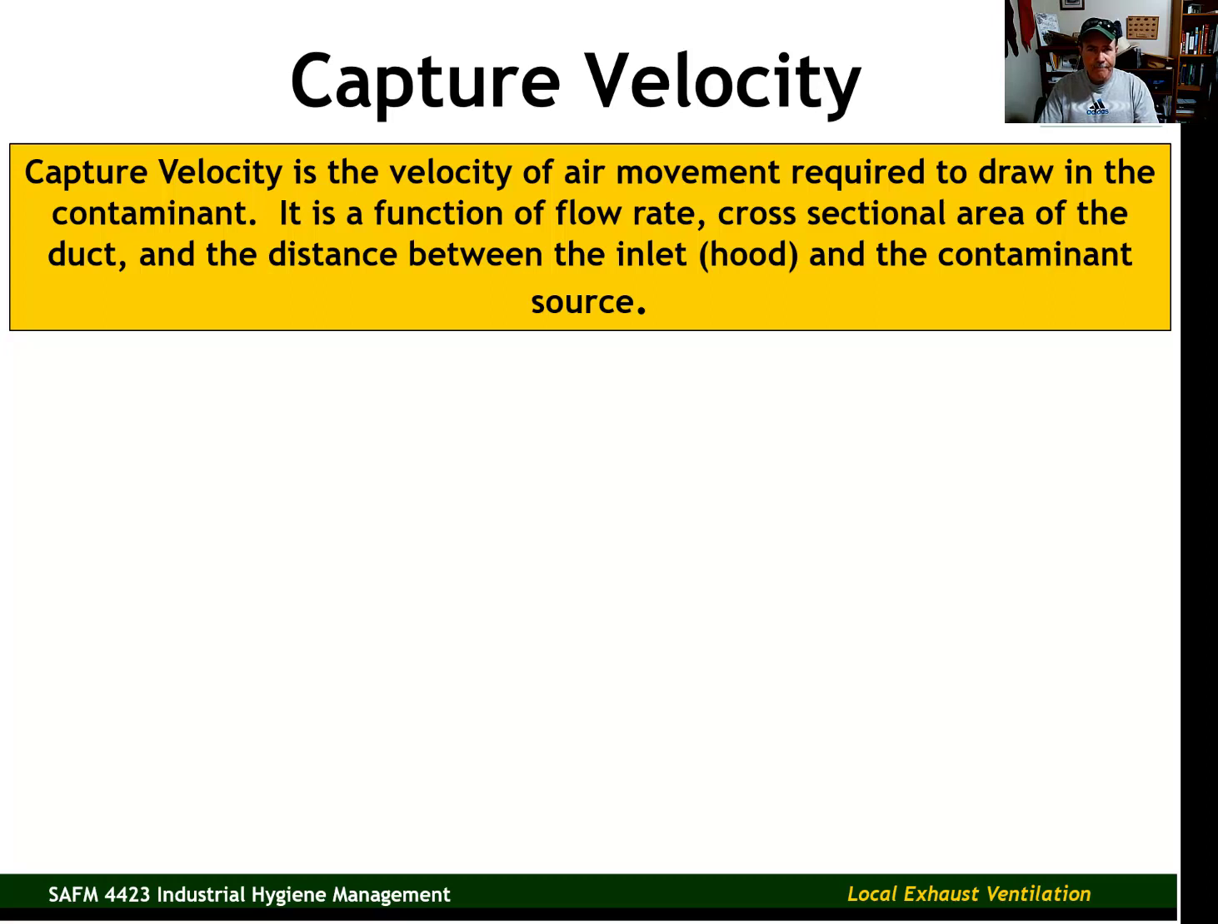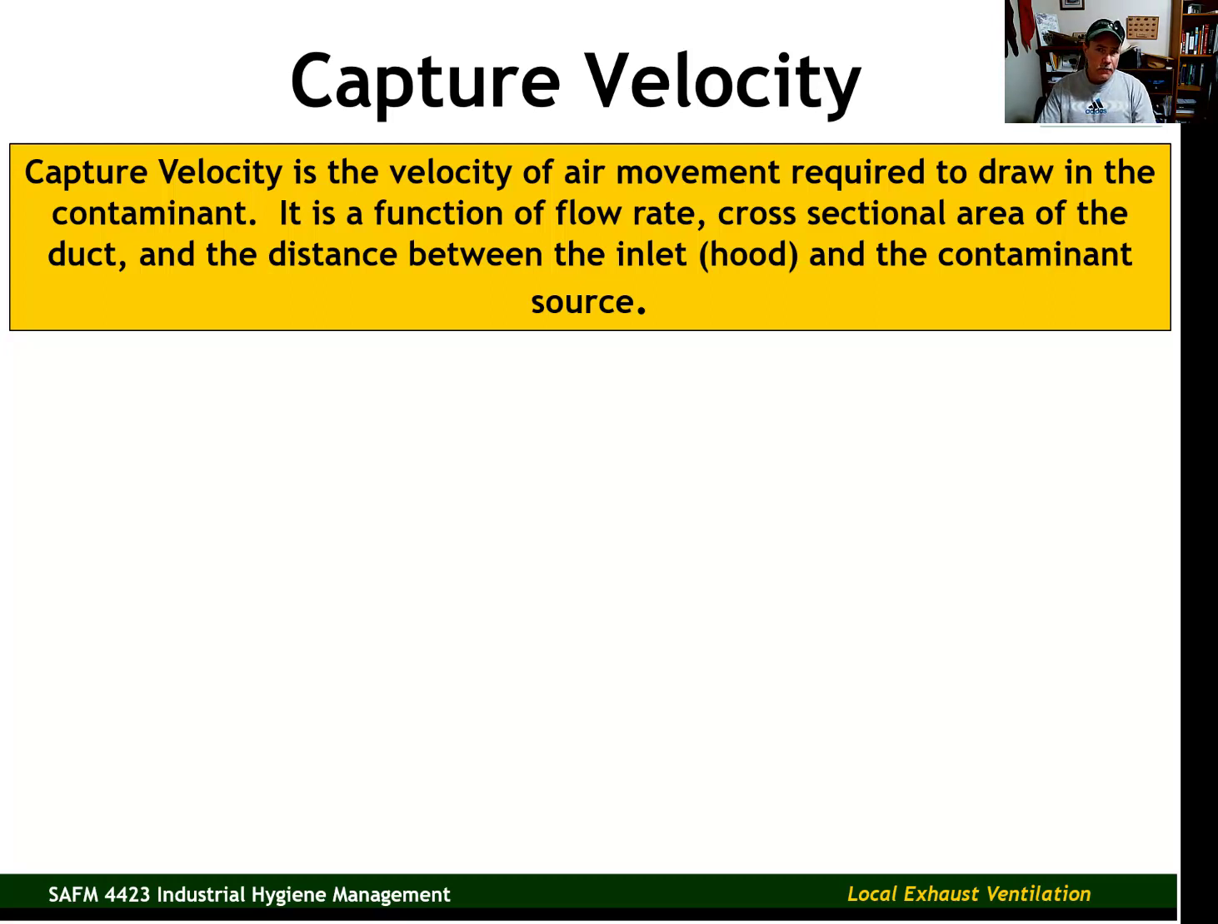Back again. In this video, we're going to talk about capture velocity in a local exhaust ventilation system. Capture velocity is the velocity of air movement required to draw in the contaminant that we're trying to collect. Again, with local exhaust, we're using the system to suck out the bad contaminants. And you've got to have enough capture velocity to suck out those contaminants in your work area.